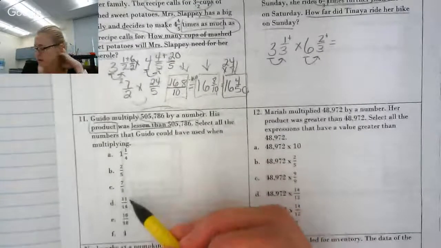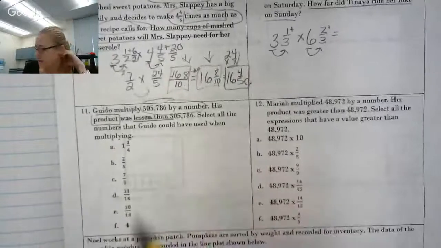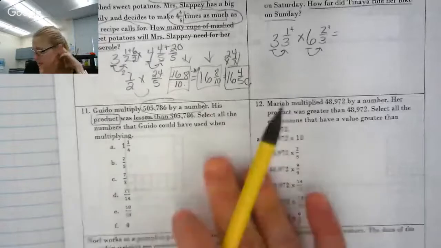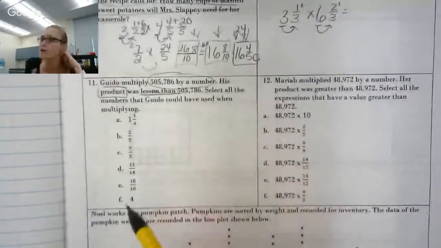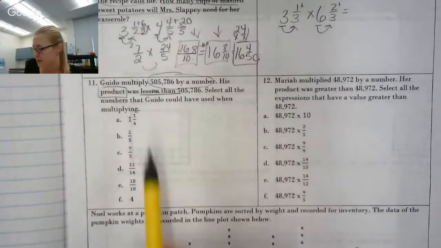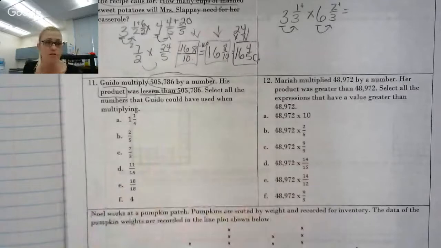Does D work? Very good. Again, I'm looking for less than. D is a fraction less than 1, so D works. Does E work? Oh, got you there. E does not work because 18/18 is equivalent to 1, and when I multiply a number by 1, my answer is going to stay the same. So E does not work. Does F work? Right, F doesn't work. F is 4 whole, which means I'd have 505,786 times 4. It's going to get much larger. In fact, it's going to get 4 times larger. So that does not work.